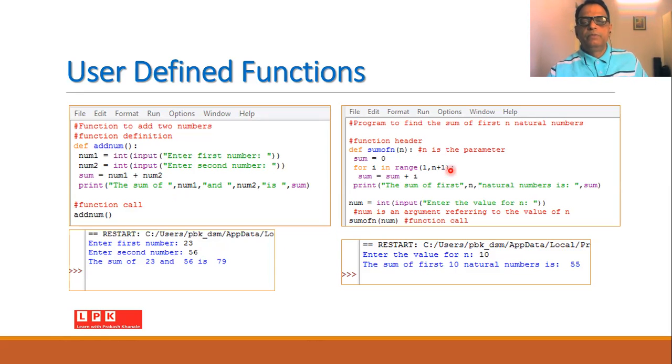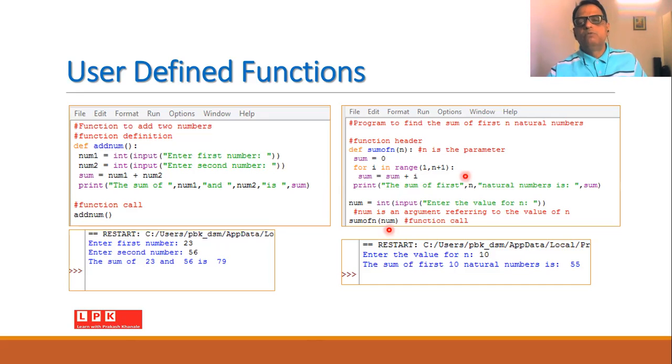This is another function, sum of n, where we are making use of a parameter, and initially we will assign the sum value equal to 0. Then we are using the loop for i in range 1 to n plus 1 colon, sum is equal to sum plus i, and then we are printing the message, the sum of the first n natural numbers is sum. So number is equal to integer input. We are asking the user to enter the value for n, and then we are passing this value as a parameter in the function call. Sum of n, in the bracket we write number.